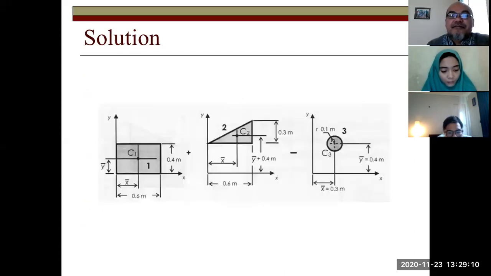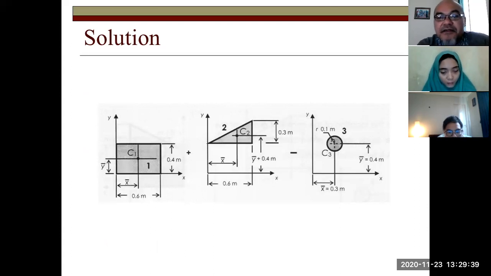So here is the segregated shape. The structure consists of three different basic shapes. The rectangle has a length of 0.6 meter and a height of 0.4 meter. So the centroid is in the middle, with coordinates 0.3, 0.2 meter.